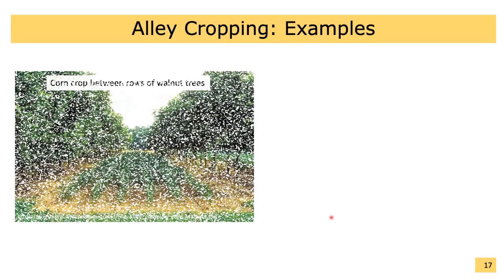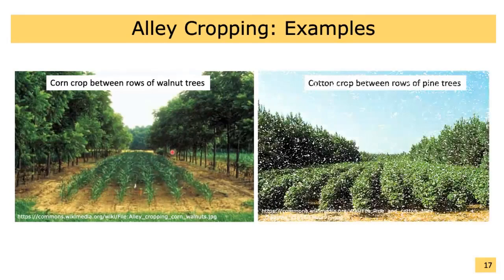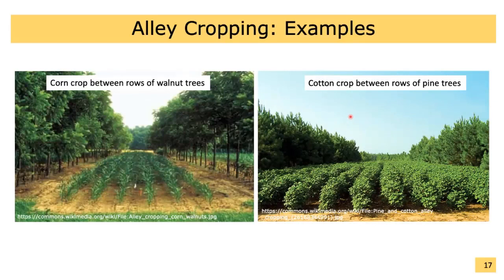Some examples of alley cropping. In this picture, corn crop is between rows of walnut trees. Another example of alley cropping is cotton crop between rows of pine trees.